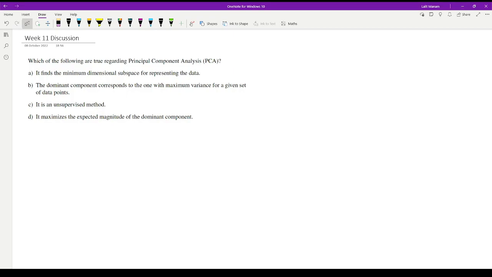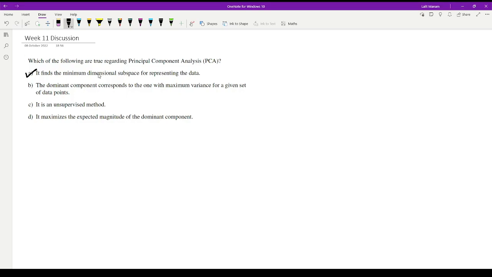So one of the most commonly used methods is principal component analysis, and we would start off with that question. Which of the following are true regarding principal component analysis? It finds a minimum dimensional subspace for representing the data. What do you think? Is the first one right? Yes, sir. Principal component analysis is a part of dimensionality reduction methods. So of course it tries to find the minimal dimensional subspace for representing the data. So that's true.